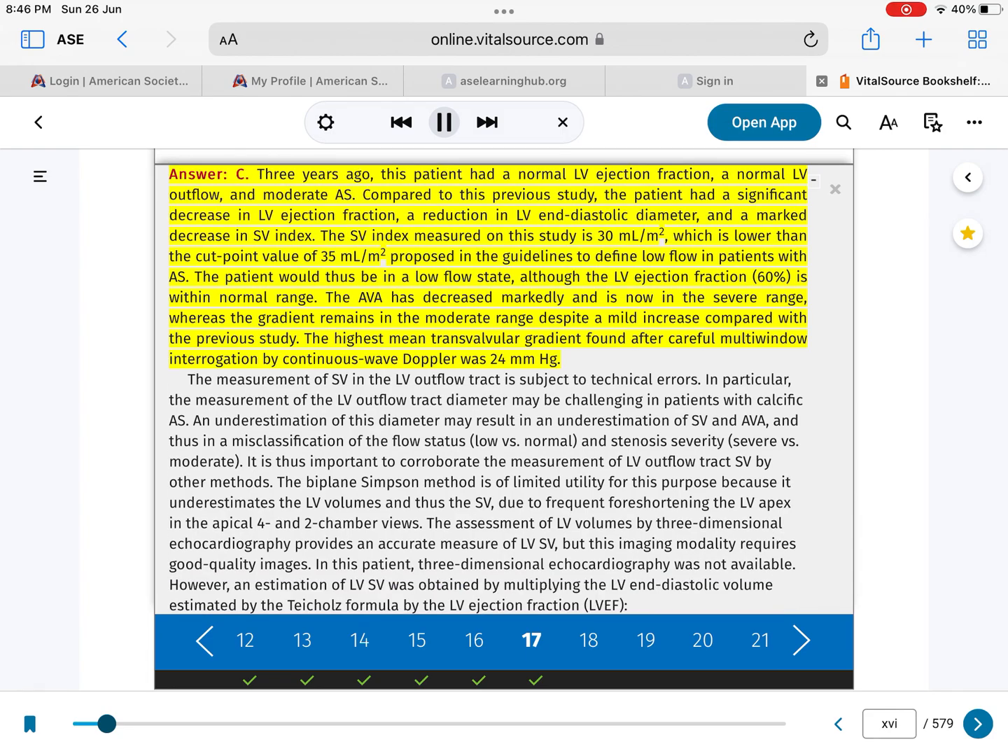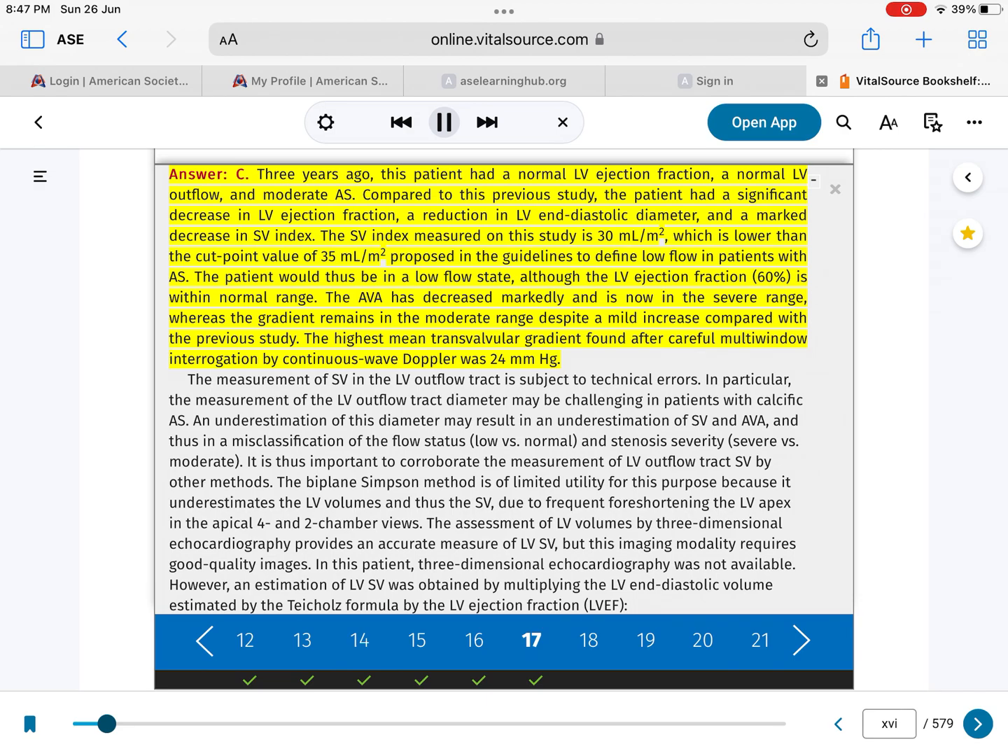Answer: C. Three years ago, this patient had a normal LV ejection fraction, a normal LV outflow, and moderate AS. Compared to this previous study, the patient had a significant decrease in LV ejection fraction, a reduction in LV end diastolic diameter, and a marked decrease in SV index. The SV index measured on this study is 30 mL/m2, which is lower than the cut point value of 35 mL/m2 proposed in the guidelines to define low flow in patients with AS.